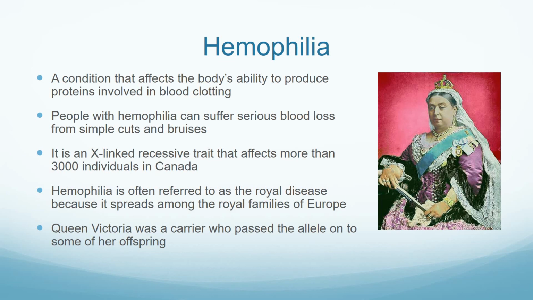Hemophilia is another example. That's a condition that affects the body's ability to produce proteins involved in blood clotting. People with hemophilia can suffer serious blood loss from simple cuts and bruises. It is an X-linked recessive trait that affects more than 3,000 individuals in Canada. It's often referred to as the royal disease because back in the days in Europe, Queen Victoria was a carrier who passed that allele on to some of her offspring.